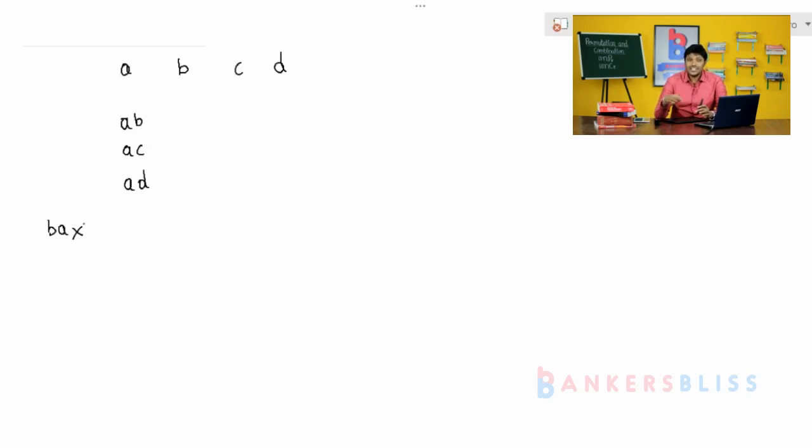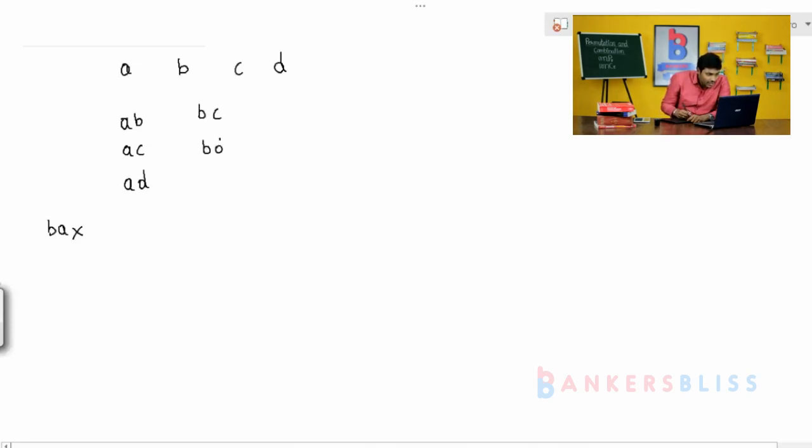So while selecting, the order of the arrangement doesn't make any difference. We only deal with the items we are selecting. AB and BA both are same. It doesn't make any impact. So AB, AC, AD. Next I can select BC and BD. Next I can select CD.